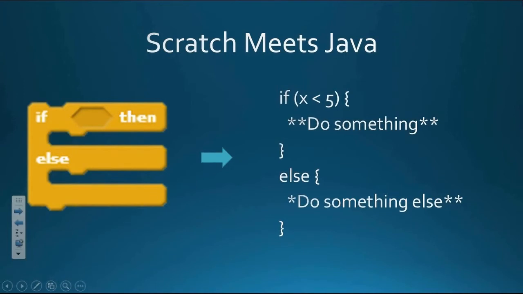Same thing with the else. You have this entire statement demarcated by the curly braces. And so if x is less than 5, it's going to run only what's in the first set of curly braces. Otherwise, it's going to run only what's in the second set of curly braces.